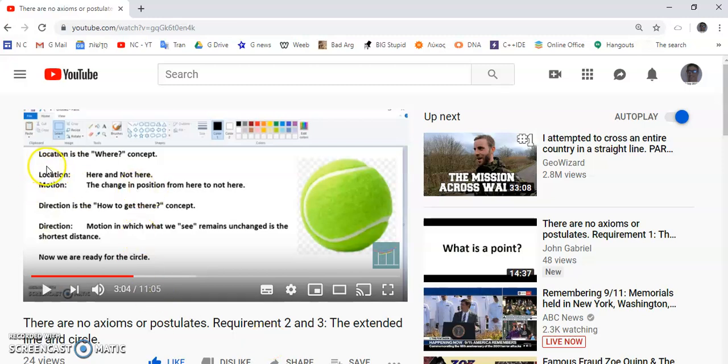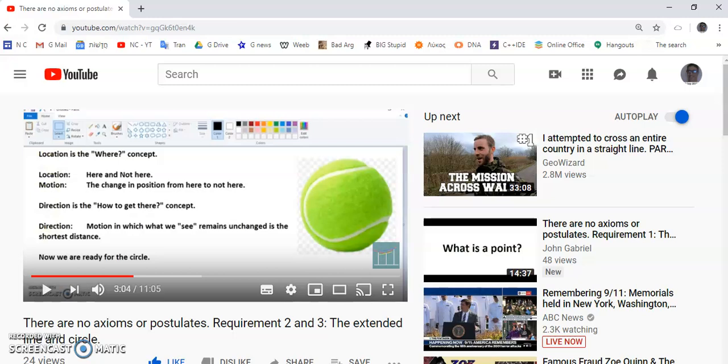Now, as you saw, just a quick recap, we defined primitive location. It's the where concept, and we said let it be defined in terms of here, which is where we are, or not here. And then we defined motion, which is the change in position from here to not here, or vice versa. And we also defined direction primitively as the motion in which what we see remains unchanged, or if it changes, then it leads to a much longer path between here and not here.